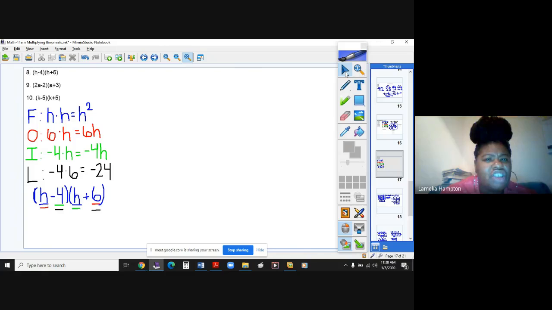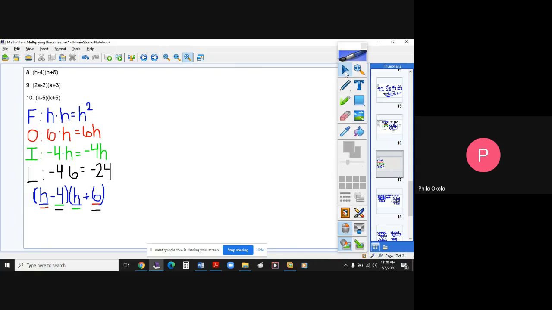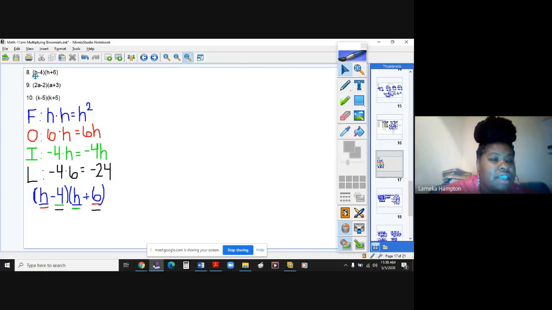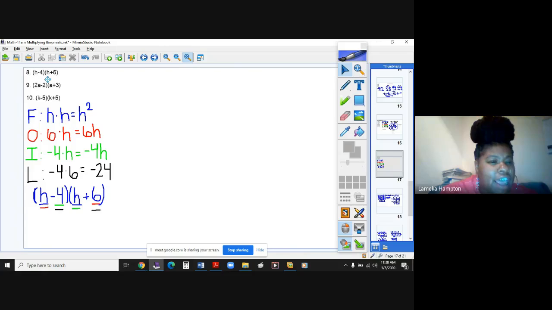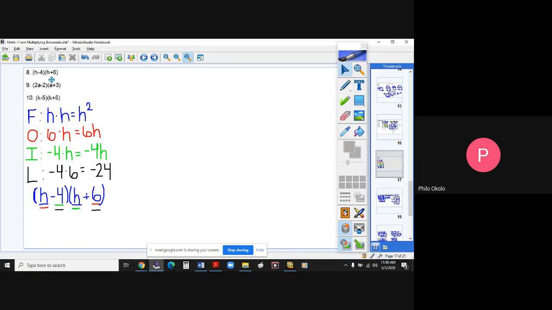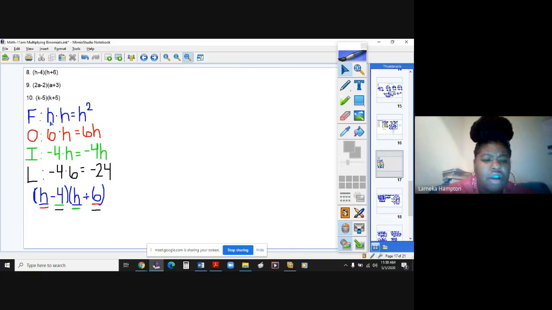Okay, you're saying h divide by 6. You're not dividing anything. I need to get it clearer. What is the question on number 8? The question on number 8 is up here. Can you see it? It says h minus 4 multiplied by h plus 6. Then after the 4, what did you write there? H divide 6. But there's no division, Miss Philomena. You're not dividing anything. All of this is just multiplication.